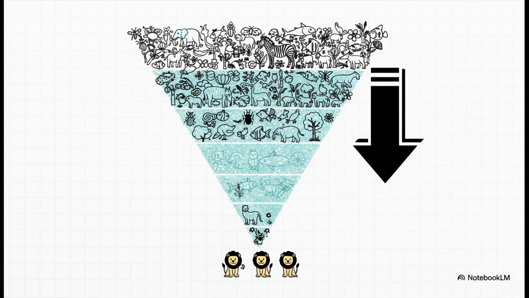The whole system is designed to get more and more exclusive as you go down. You start out in a massive group where everyone shares just a few basic things in common, and you end up in a tiny little group of almost identical individuals.